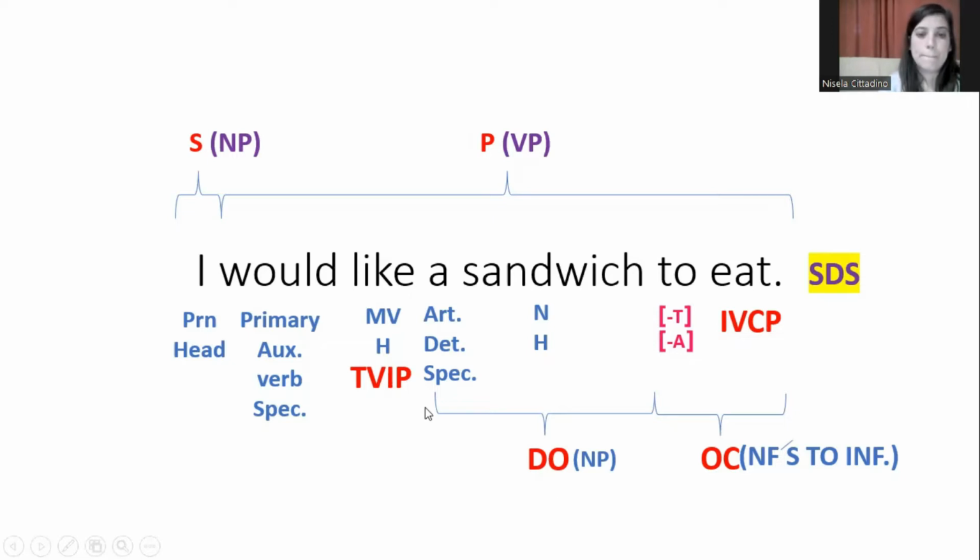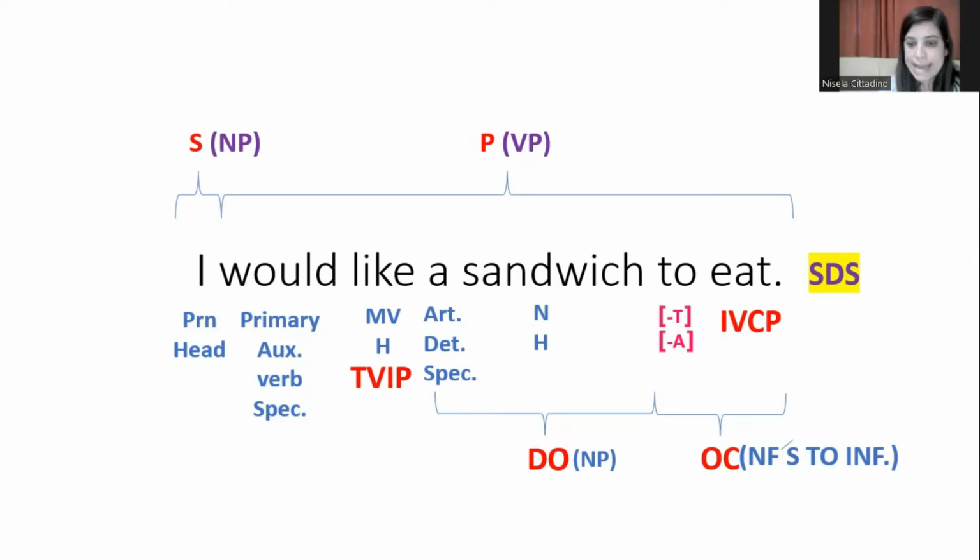Okay? I would like what? A sandwich. So a sandwich is a noun phrase. It's a direct object that has the category of a noun phrase. So I would like what? A sandwich. That's a direct object. This noun phrase, yes, we analyze it inside. Yes, we have a, the article, the determiner and specifier, and sandwich, which is the noun and the head.